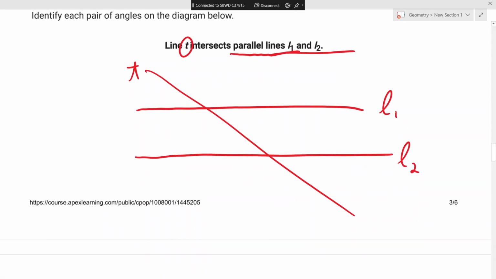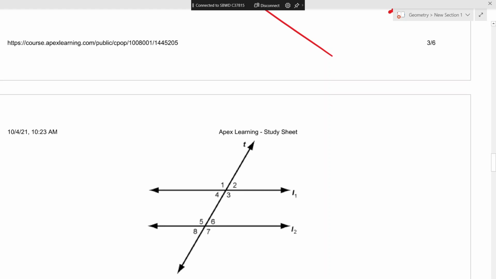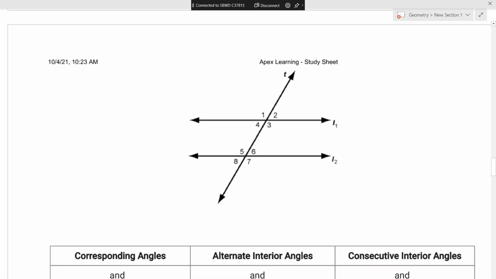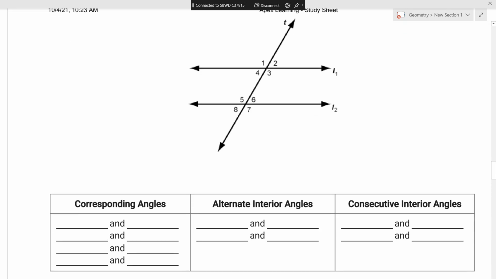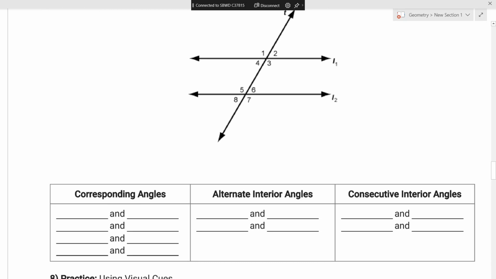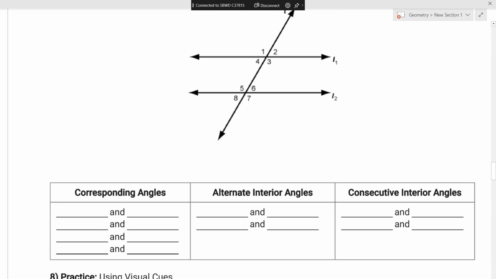All right, let's keep going. So they did it for us right there too, which I guess we could have scrolled to, but this is the next page. Is it okay? Ready? Let's name some corresponding angles. Can we do this? Cheyenne, what are some corresponding angles?